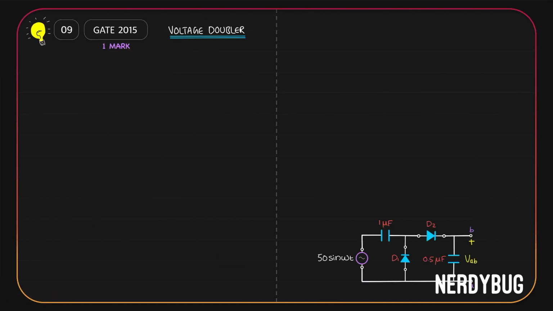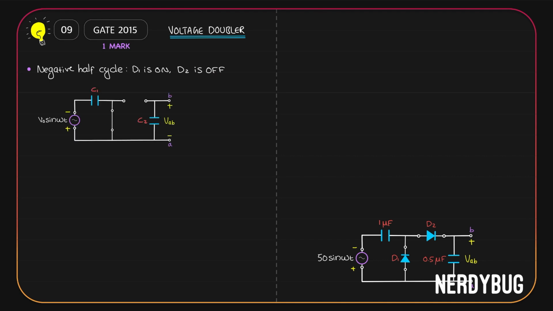We'll start with the negative half cycle. In the negative half cycle, input gives negative potential here and positive here. So the diode D1 will get negative potential here and positive here. It will be switched on. Diode D2 will get negative here and positive here. It will be switched off. That means in the negative half cycle, D1 is on, D2 is off. So we can model the circuit like this. D1 is modeled as a closed circuit, D2 is modeled as an open circuit.